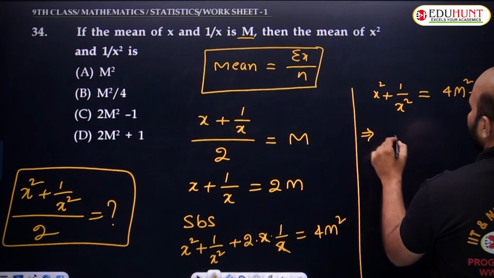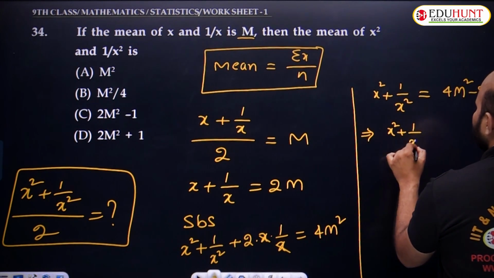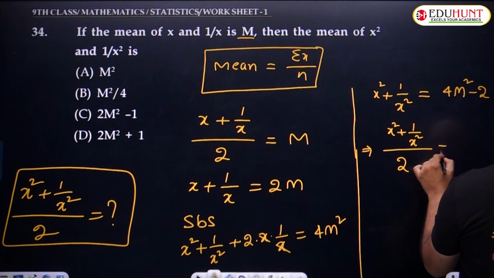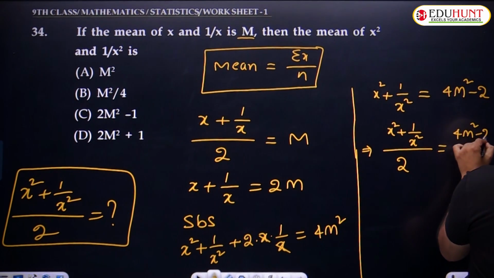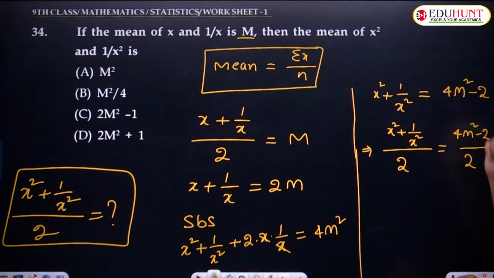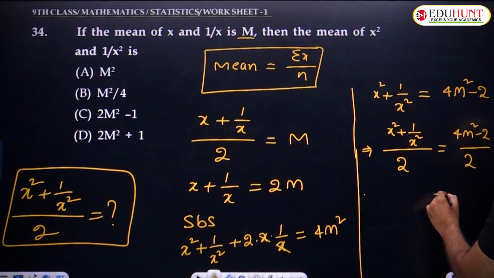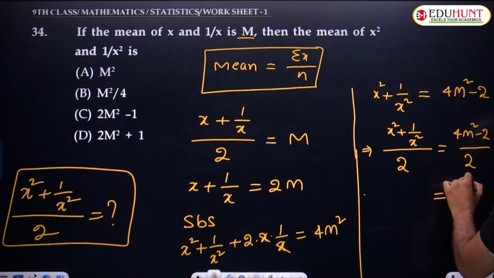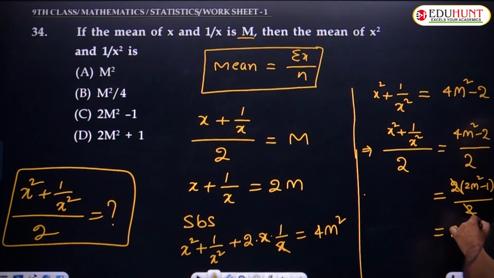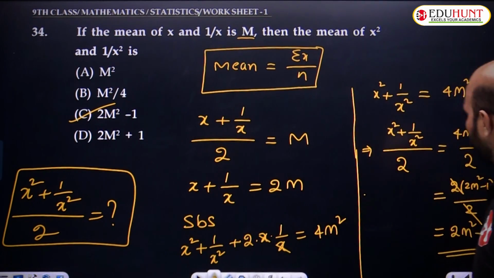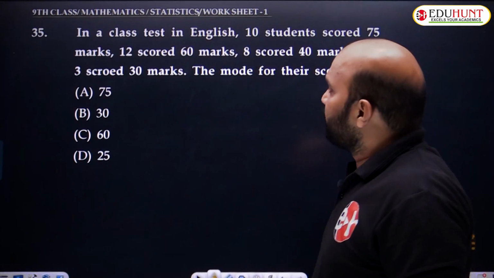Now the equation can be written: x square plus 1 by x square whole by 2 equals 4M square minus 2 by 2. Am I clear? So I have divided both sides by 2. This is called the mean of x square and 1 by x square. Taking 2 common in the numerator, 2M square minus 1 whole by 2. So 2 cancels, and the final answer is 2M square minus 1. So this is the required answer. Option C is the right answer. Am I clear? So let's go to question number 35.